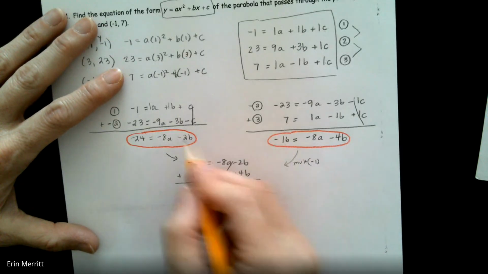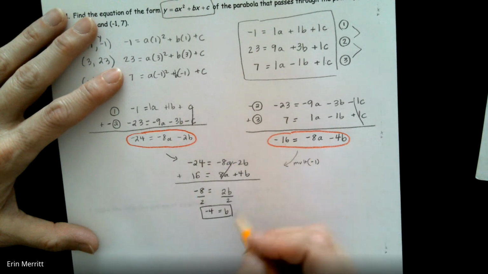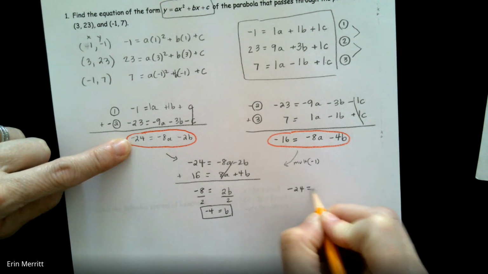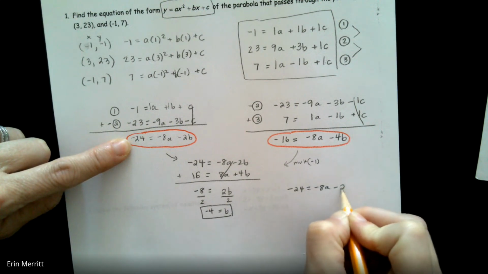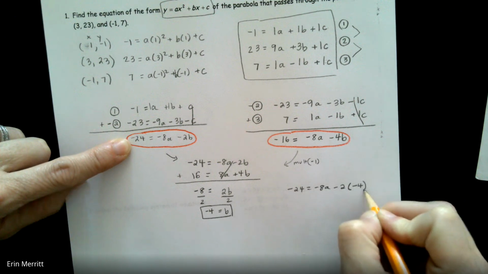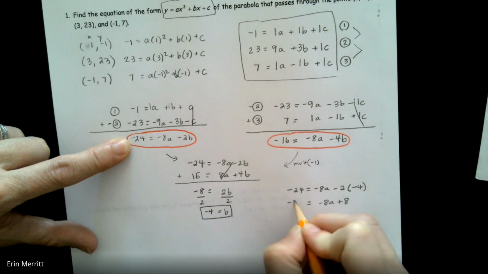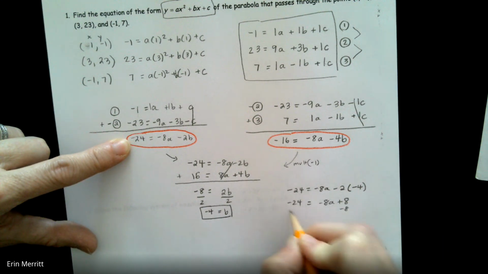Plug back into one of my red circled equations to figure out a. So I'll just go to the first one here. If I plug in my negative 4 for b there, here's -8a plus 8. Subtract that over.